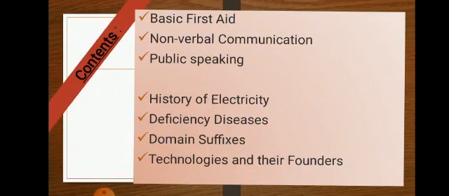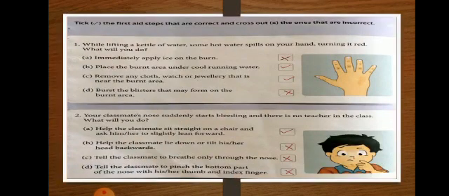Okay, so in unit 6, you will learn about basic first aid, non-verbal communication and public speaking. And in unit 7, you will learn about history of electricity, deficiency diseases, Roman suffix and technology and their founders. Okay, so let's start with first chapter of unit 6, that is basic first aid.